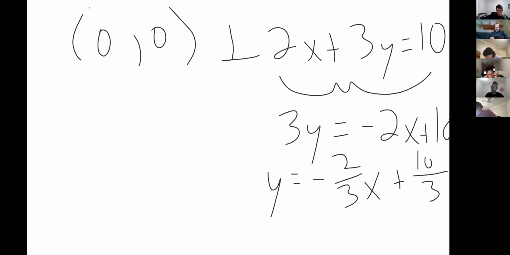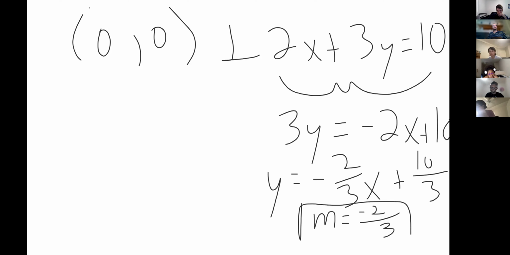So what's the slope of this line? No, it should be 3. We divided by 3, so it should be 3. That's this guy's slope.